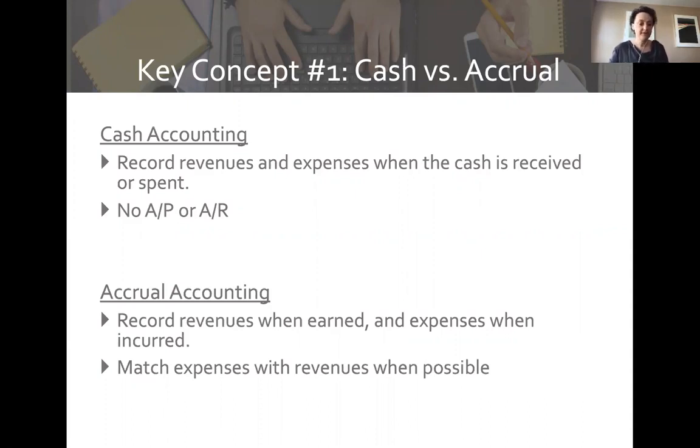So with cash accounting, we record revenue and expenses when the cash is received or spent. And with that system, there's no accounts payable. Accounts payable is what we owe to our vendors, and there's no accounts receivable. And that's what our customers owe to us. With accrual accounting, we record revenue when it is earned and expenses when they're incurred, which is not necessarily when the cash flows. And the goal with accrual accounting is that we want to match expenses with revenue whenever possible. So this probably made no sense. We're going to iterate over this concept a couple of times, so hopefully it makes sense to you.